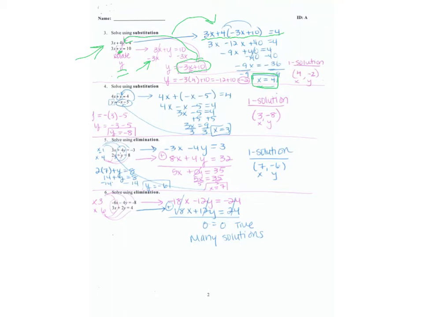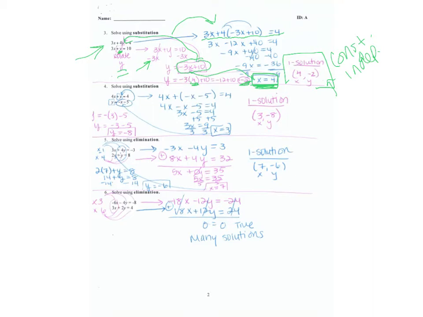Once you get your x answer, you get to go back to either of the original equations. I chose to go back to the bottom one that was rearranged, and I plugged in 4 in the x spot and got -2 as y. Therefore, there is one solution. Again, we would say consistent and independent. And where these two lines cross is at 4, -2.